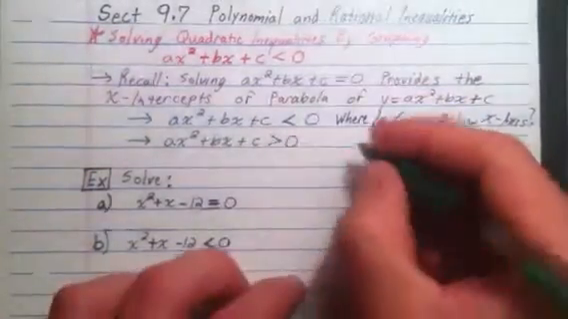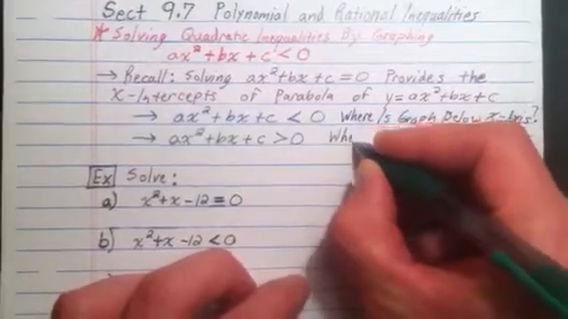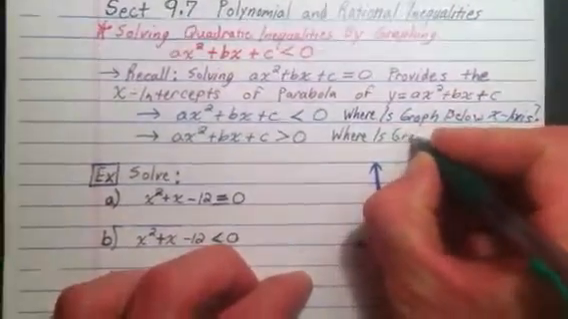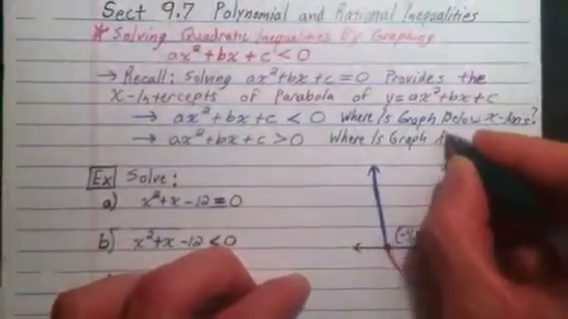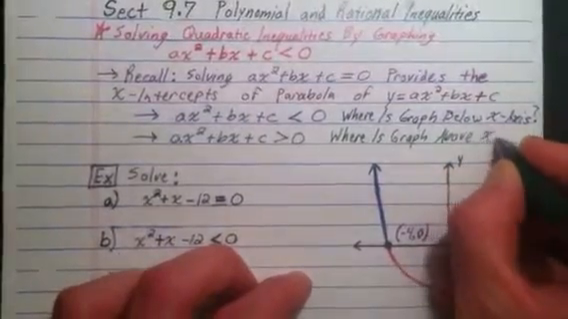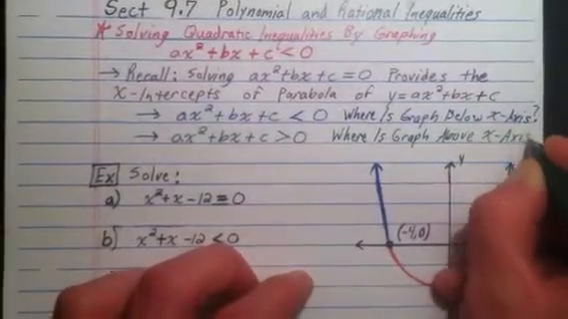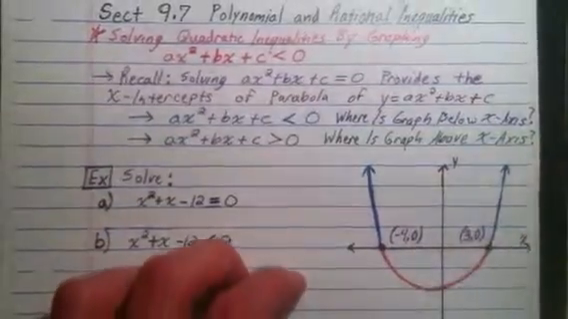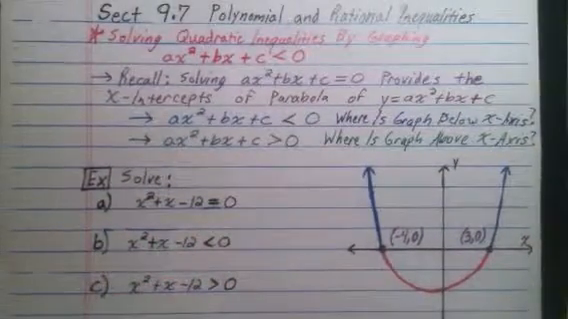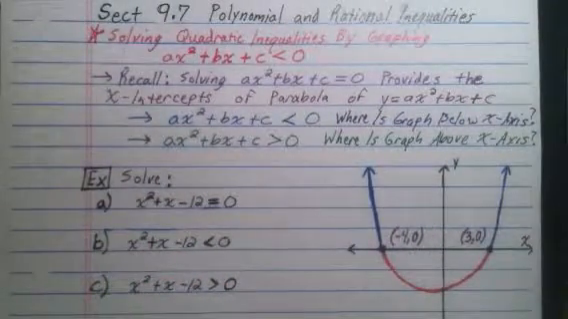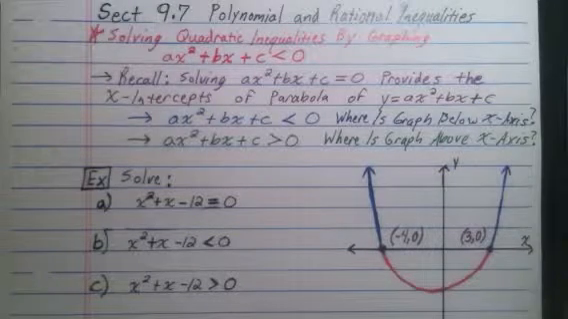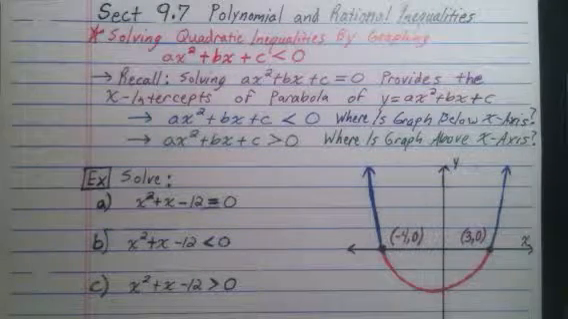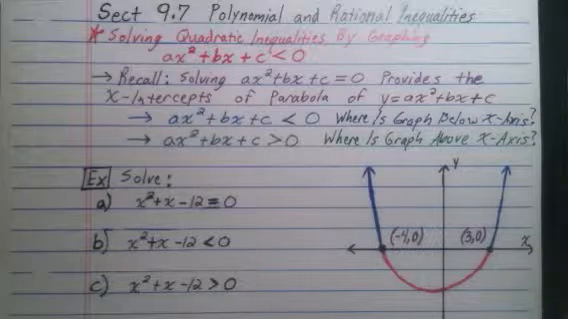And then saying greater than 0 is asking pretty much where is the graph above the x-axis. And when I say where, we're asking for what x values. For what domain is the graph above or below that x-axis.